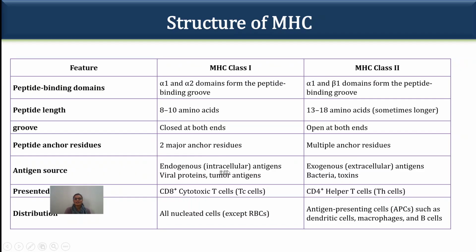Antigen source: endogenous for class 1, and exogenous for class 2. Endogenous pathogens are like virus particles and tumor antigens, while exogenous antigens are bacteria and toxins. Class 1 presents to the T cytotoxic cell containing the CD8 positive receptor. Class 2 presents to the T helper cell having the CD4 positive receptor. Class 1 is distributed on all nucleated cells, while class 2 is present only on antigen presenting cells, for example macrophages, dendritic cells and B cells.